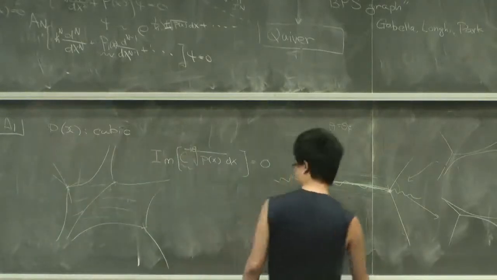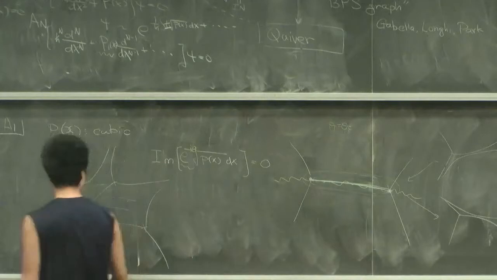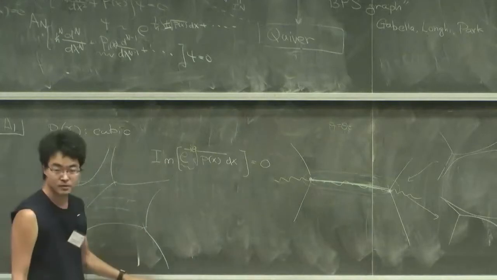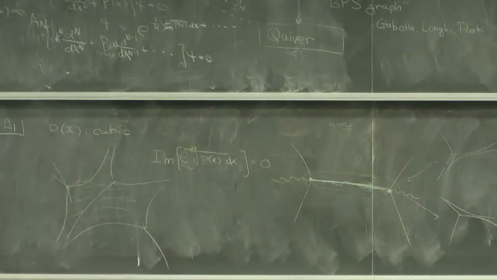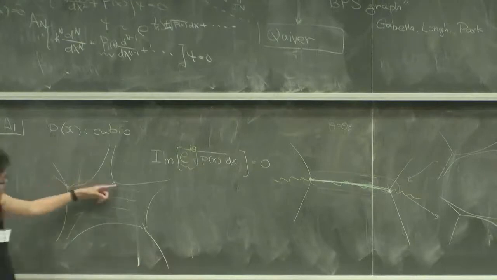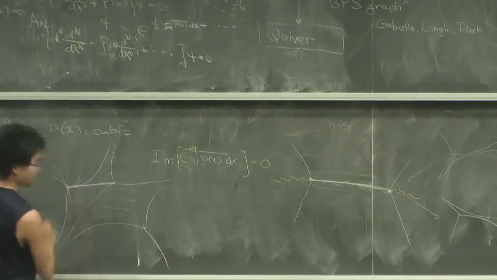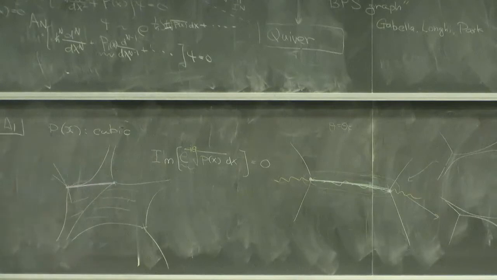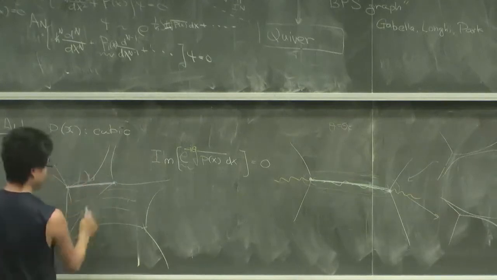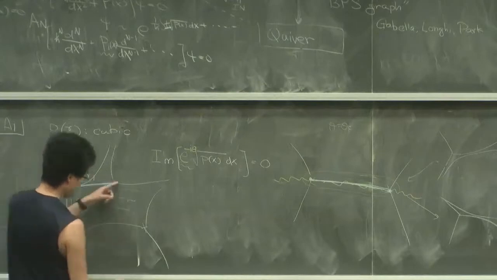Now, what is the quiver in this case? Well, the quiver in this case is actually extremely simple. That's why I chose this example. Once you begin to rotate, there's going to be one of these Stokes segments here. Let me call it gamma 1, for example. And then there's going to be another Stokes segment.